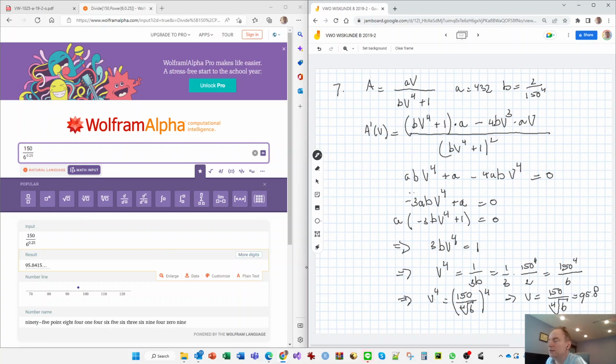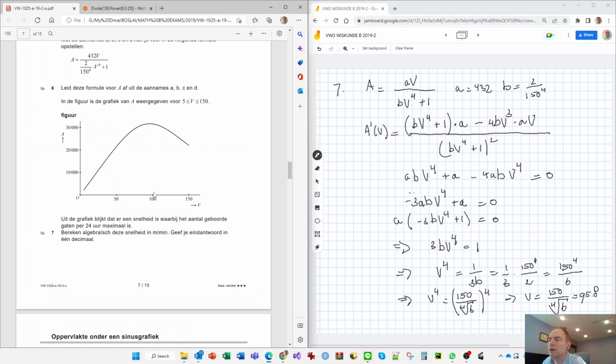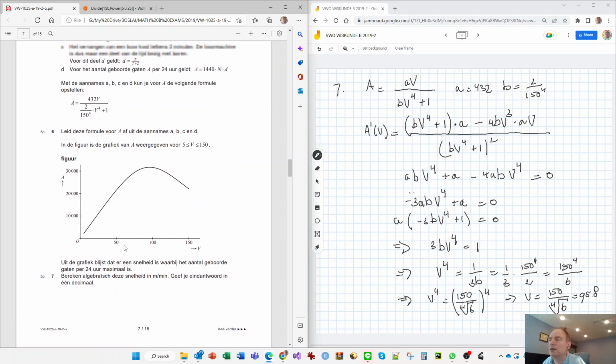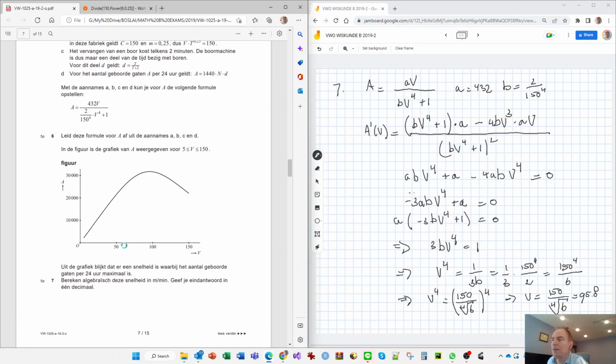And that is, what did they ask? In 1 decimal. So 95.8. What's the unit again? Meters per minute, which is the speed. So the unit of the speed.